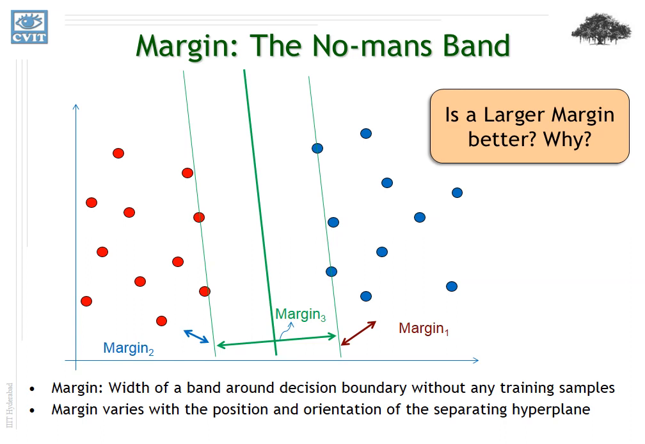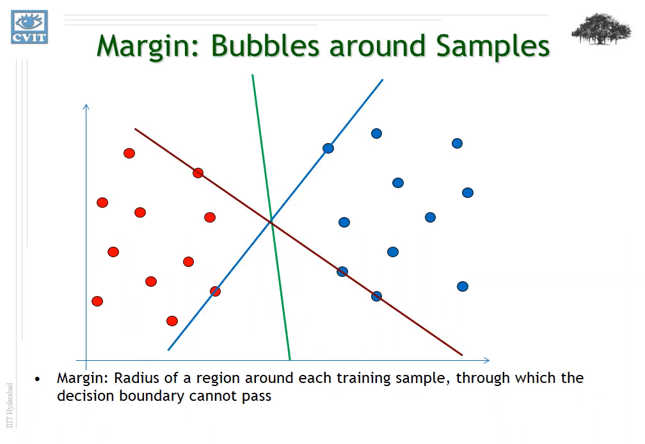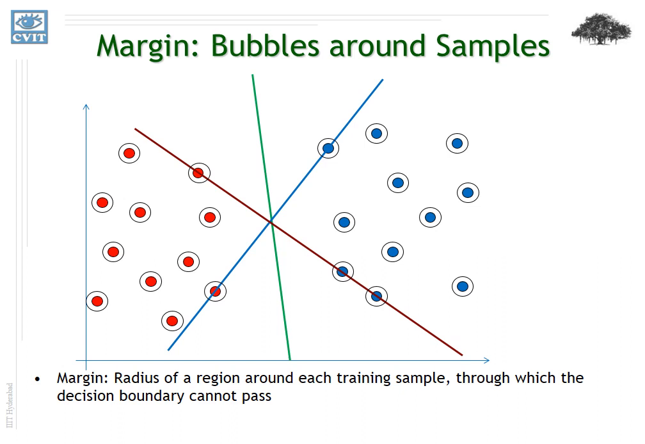Now before going forward with that, we will take a slightly different look at the same concept of margin. Instead of thinking of margins as bands around a decision boundary, we will start to think of margin as a small region around each of the training samples through which the decision boundary cannot pass. Say for example, if we have a set of small circles that encompass each of those training samples, you would notice that the red line and the blue line are in fact passing through some of these circles.